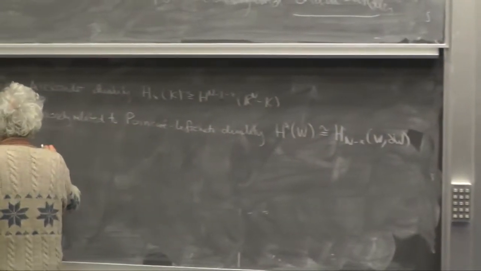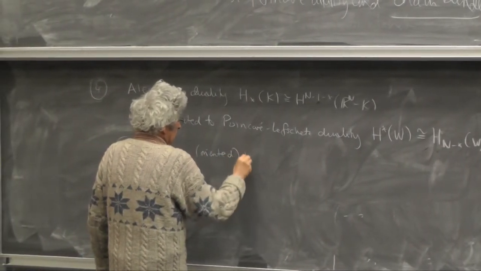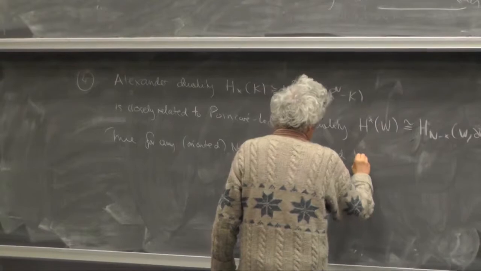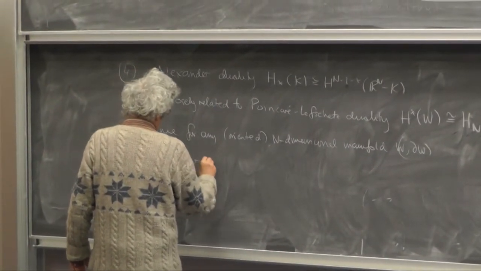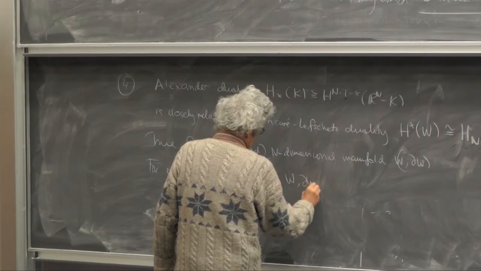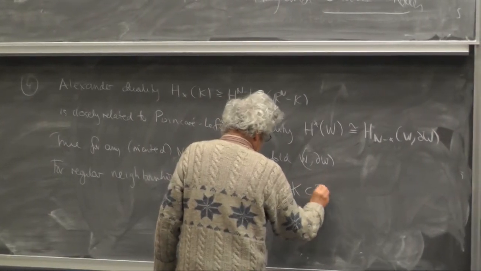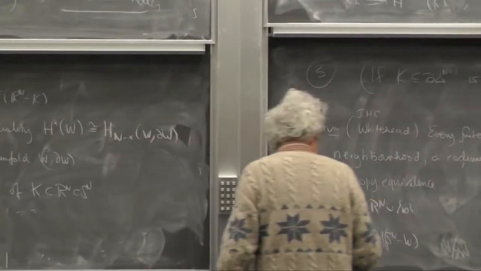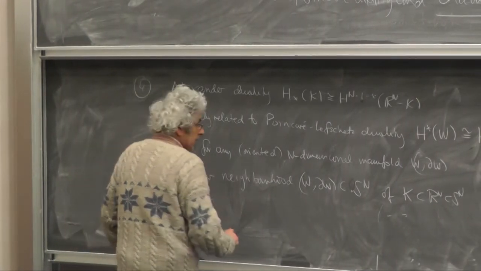And so true for any oriented n-dimensional manifold, but for our regular neighborhood, we can identify this with the reduced, so we've got a little kind of, can identify, be slightly careful.